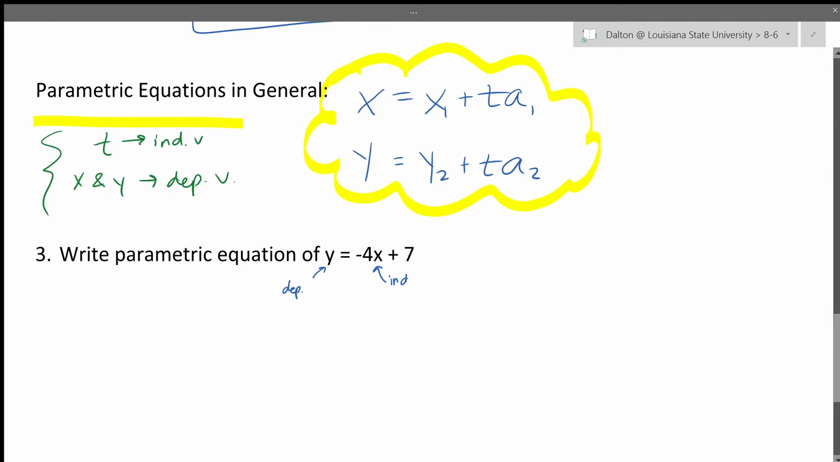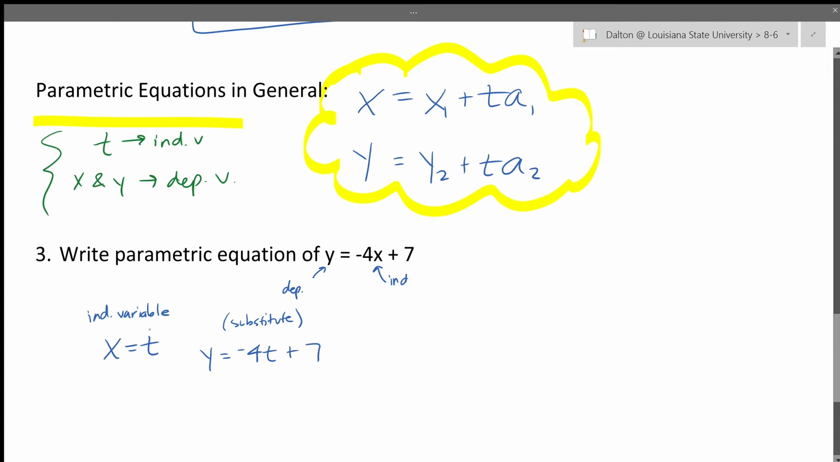Let's suppose I say, what if x is equal to t? So these represent both of my independent variables in their separate equations. So if t is my independent variable, if I substitute that into the given equation, so instead of x I plug in t, then I get y equals -4 instead of my independent variable, what used to be x, which in a parametric equation is t, plus 7.